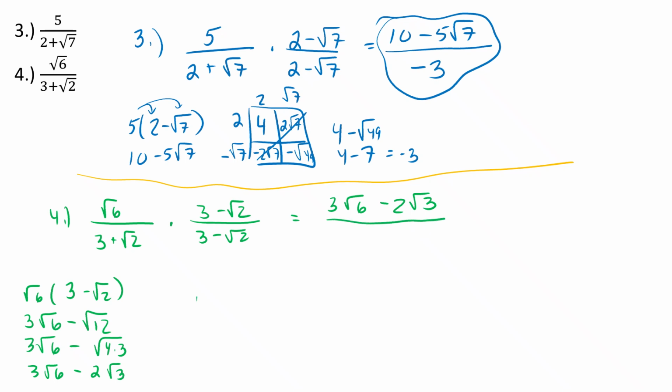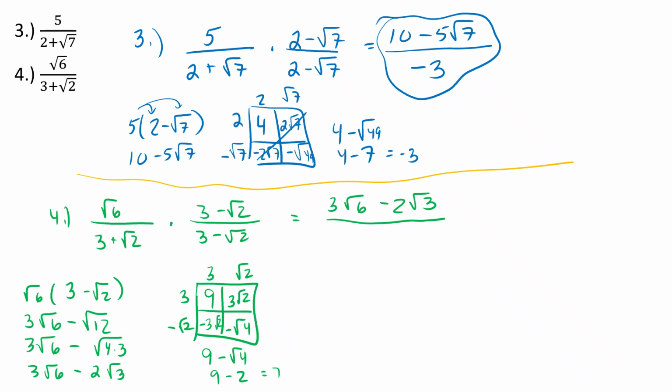And my denominator should be a little bit nicer as a final product. So we have 3 times 3 is 9, plus 3 root 2 minus 3 root 2 minus root 4. So that'll be 9 minus the square root of 4, or 9 minus 2, which is 7.